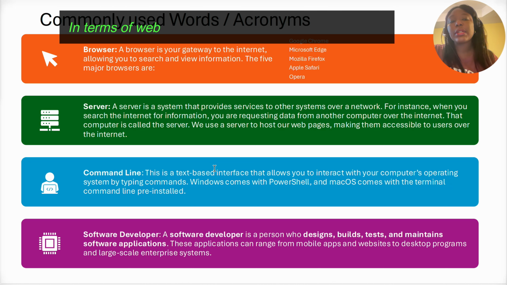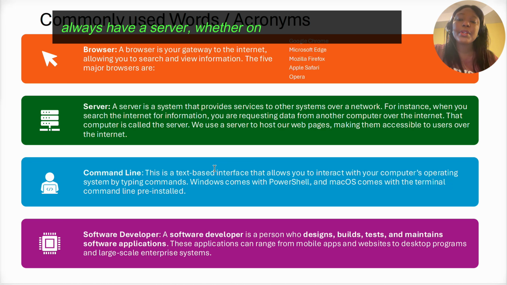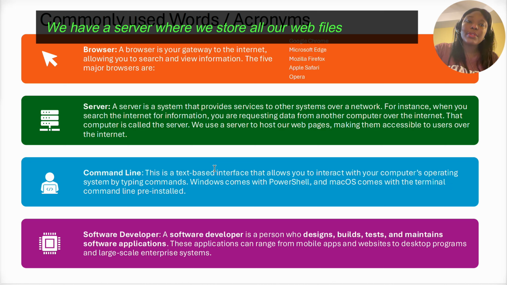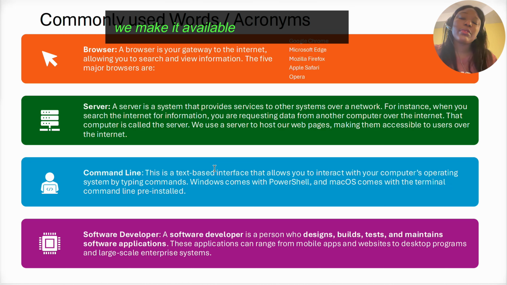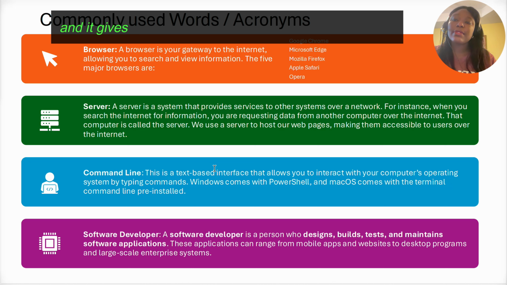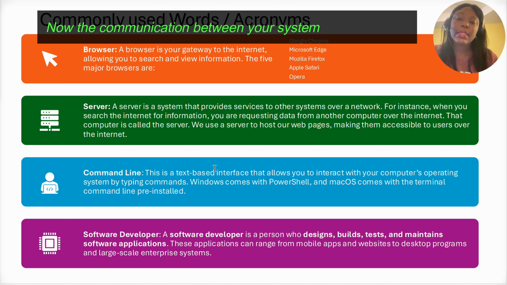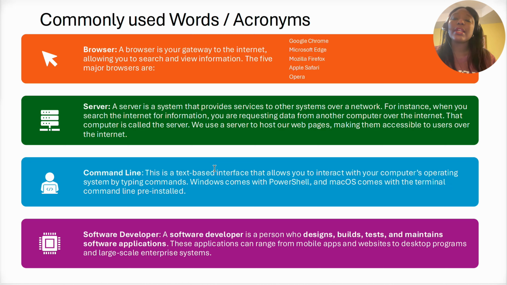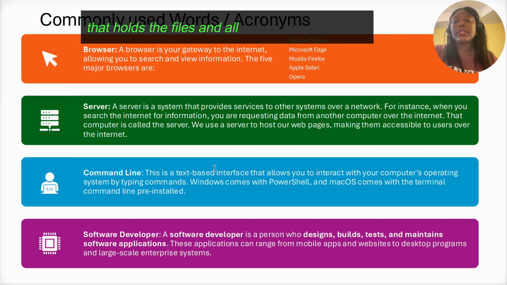In terms of web pages and software development, we always have a server, whether on-prem or on the cloud. We have a server where we store all our web files and where we make them available over the internet, so people can come and search facebook.com and it gives them the Facebook homepage, which is from the server. You click on login, it gives you the login page. Now, the communication between your system and Facebook is a communication between your system and the server that holds the files and all the directories for the Facebook app.